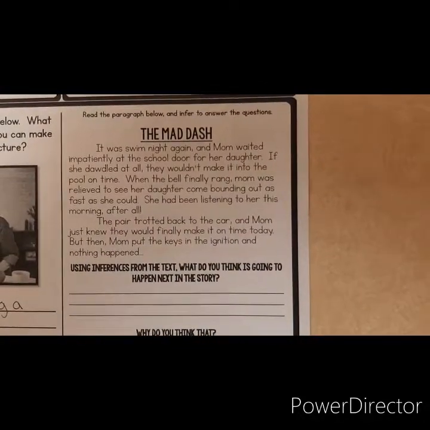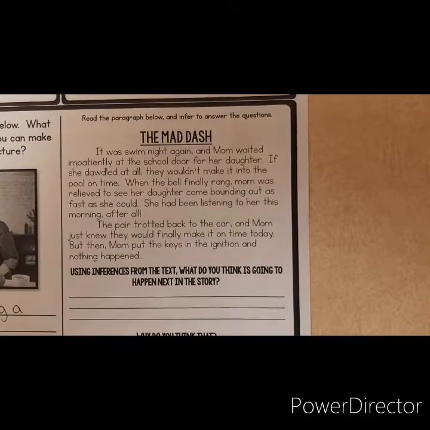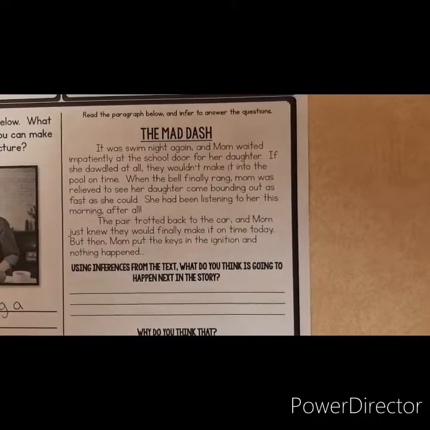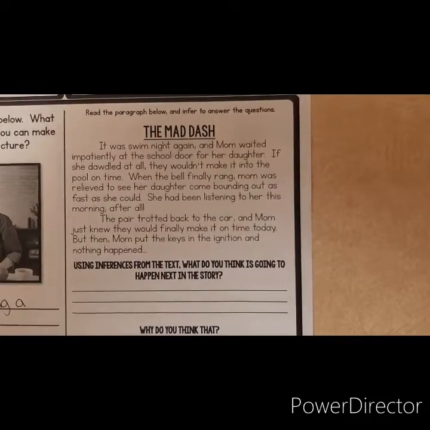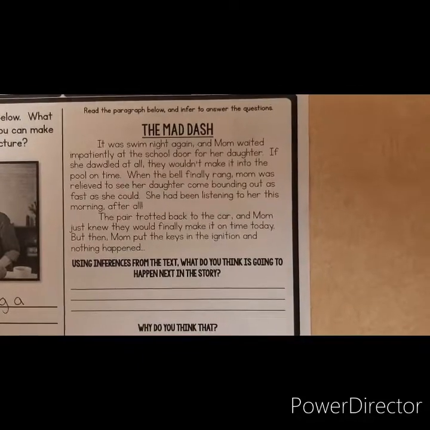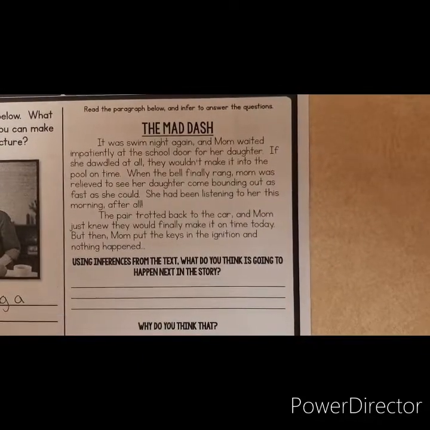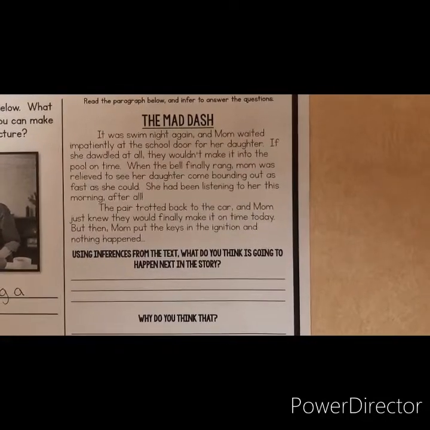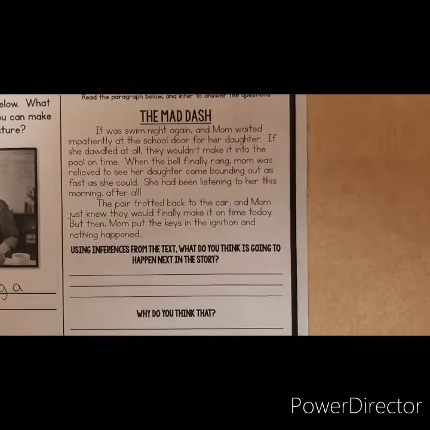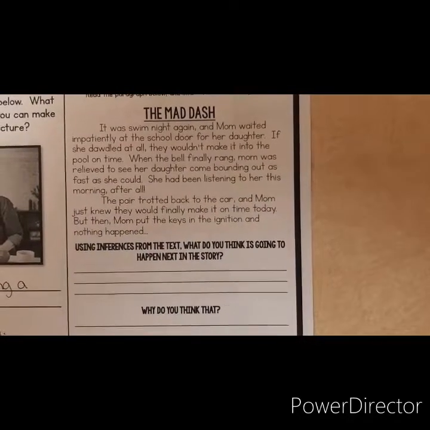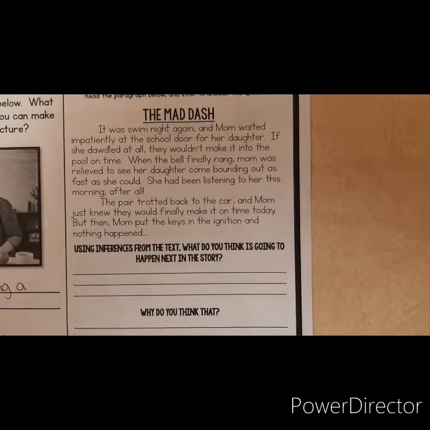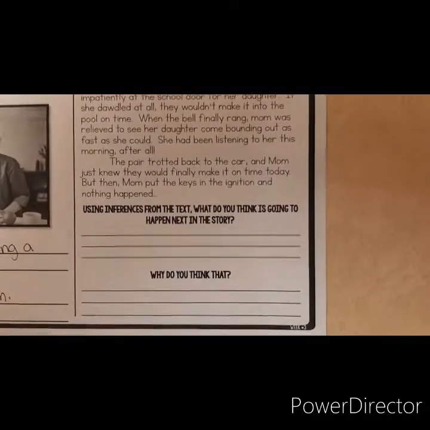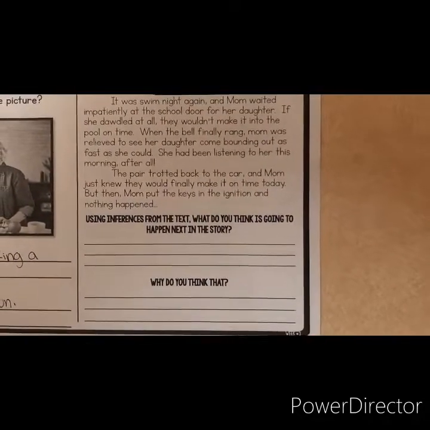The mad dash. It was the swim night again, and Mom waited impatiently at the school door for her daughter. If she dawdled at all, they wouldn't make it into the pool on time. When the bell finally rang, Mom was relieved to see her daughter come bounding out as fast as she could. She had been listening to her this morning after all. The pair trotted back to the car, and Mom just knew they would finally make it on time today. But then Mom put the keys in the ignition, and nothing happened. Using inferences from the text, what do you think is going to happen in the story?